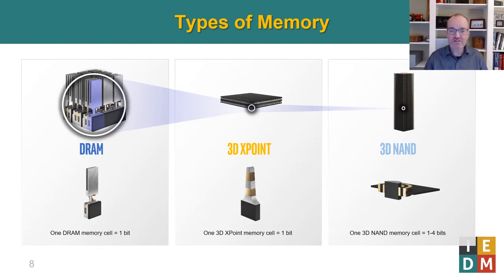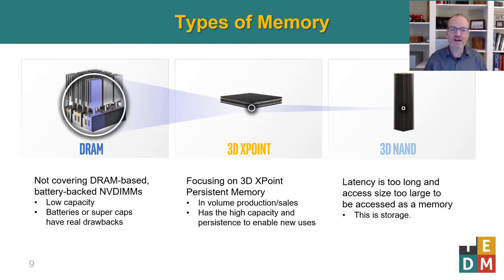This difference directly corresponds to the difference in capacities that you'll see. Currently, DRAM is shipping 2 gigabytes per die, and as I just showed you, this year we'll ship 3D XPoint at 32 gigabytes per die, and NAND is more dense than that. I'm going to be focusing on 3D XPoint as our persistent memory and as our fast SSD.